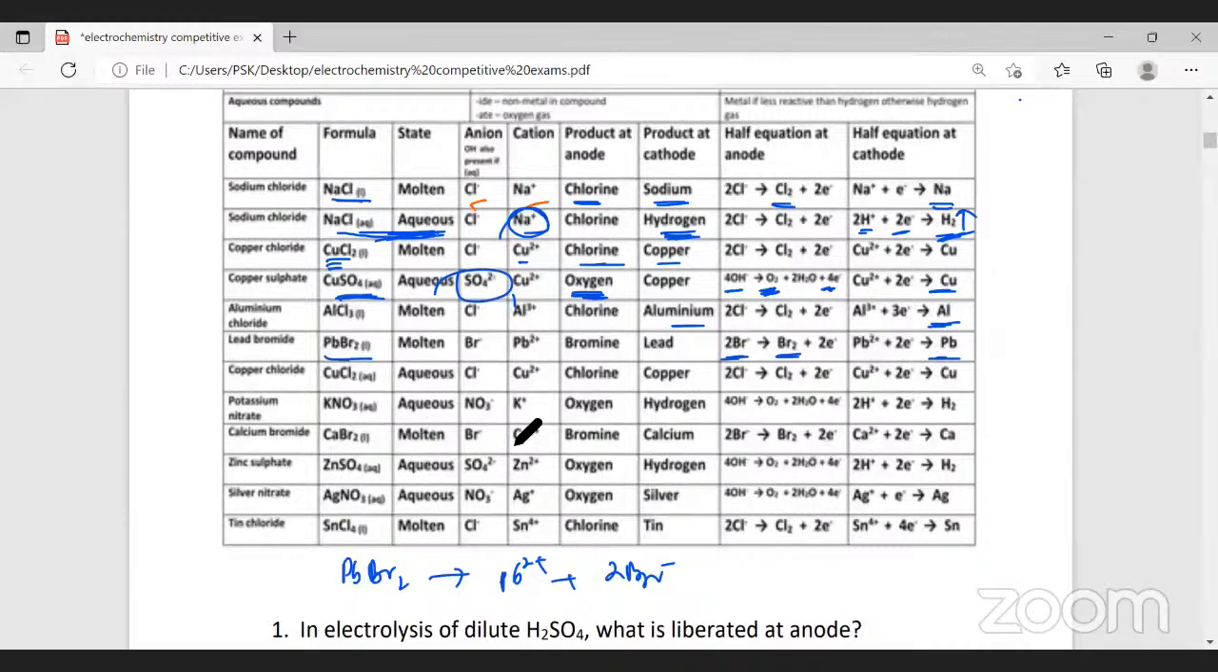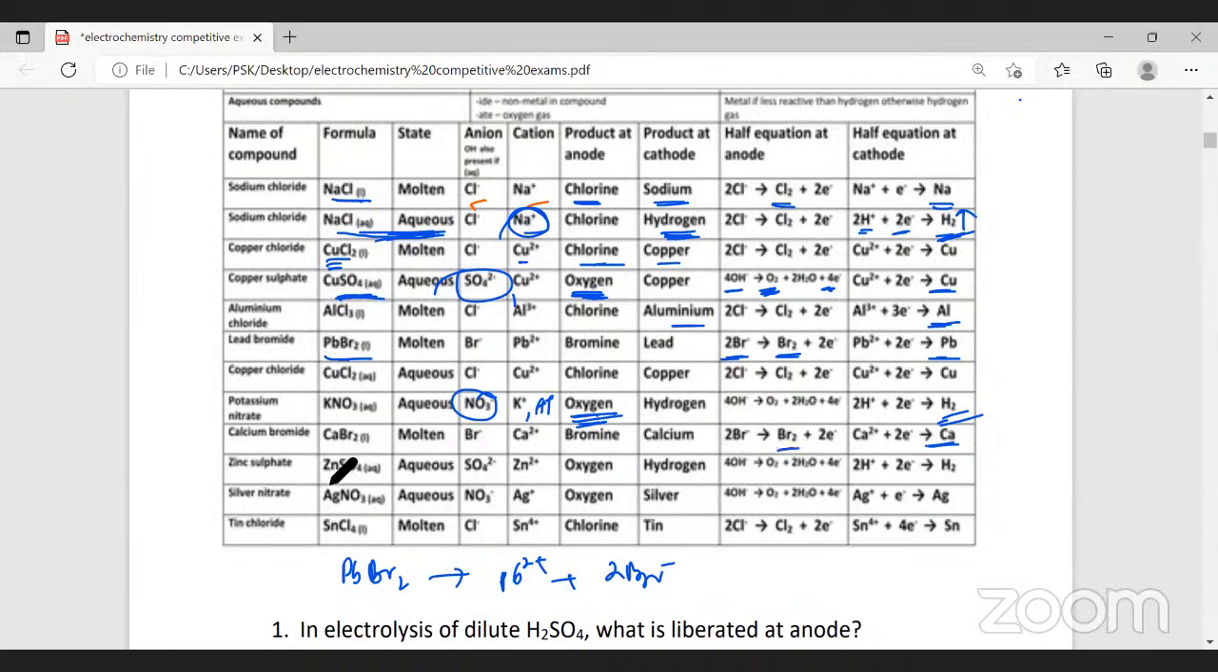Similarly, potassium nitrate, you have nitrate ion at anode and potassium. Again with nitrate, the gas liberated at anode is oxygen. Whether you take sulfate or nitrate, the gas liberated is oxygen. And here you have K plus as well as what? H plus, because in aqueous solution, water is there. So whenever you take aqueous solution, the gas liberated at cathode is hydrogen gas. Similarly with calcium bromide, calcium at what? Cathode, and bromine gas at anode.